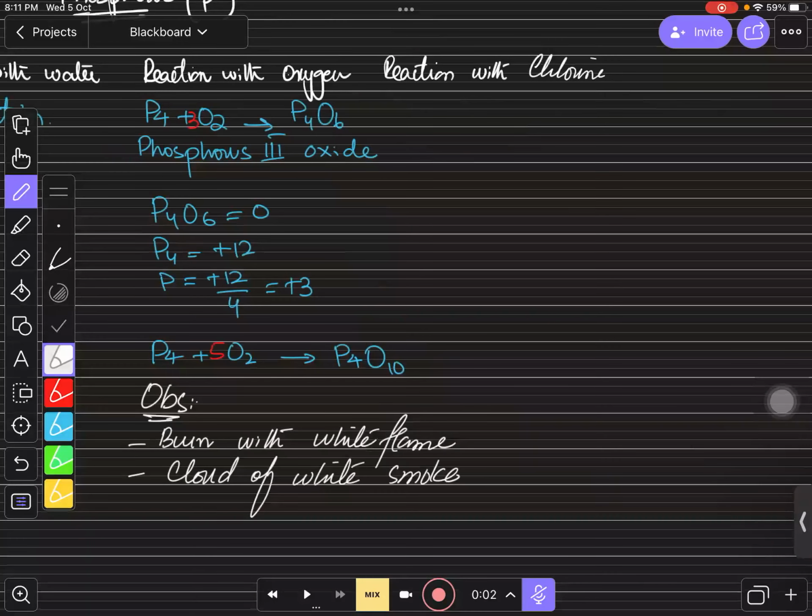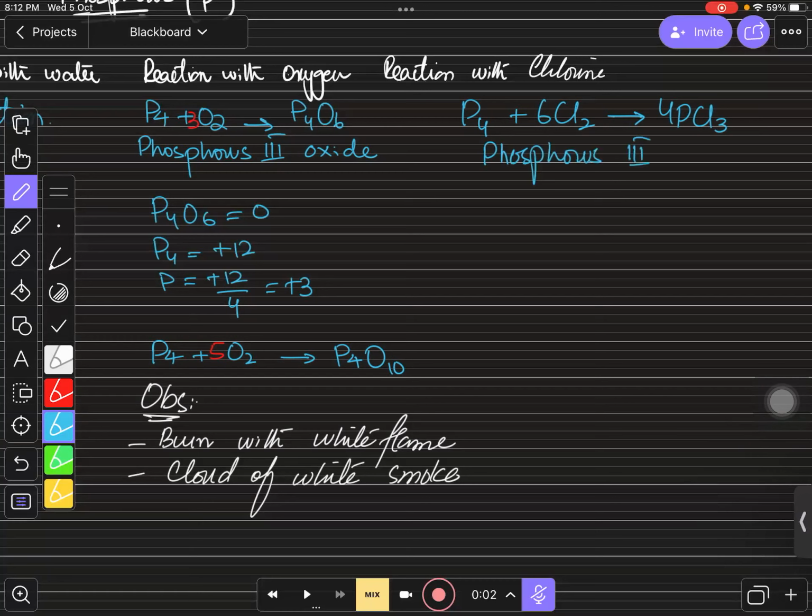Then if you talk about reaction with chlorine, again the same situation over here as well. Phosphorus can react with chlorine in 2 different ways, and definitely it will produce 2 different compounds as well. When phosphorus reacts with chlorine, it can react with 6 molecules of chlorine to form 4PCl3, and this is known as phosphorus 3 chloride.